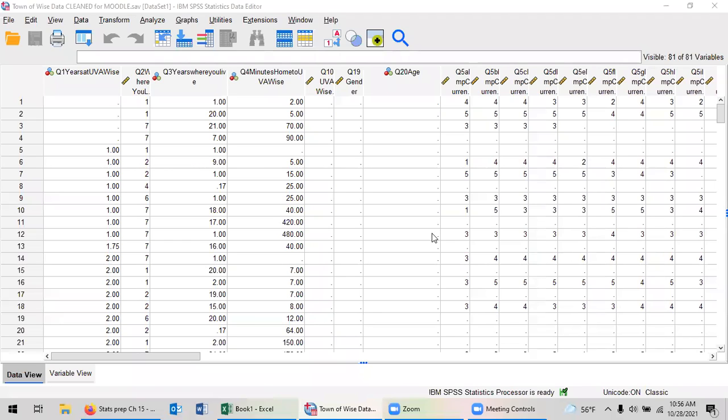Okay, so today we're going to go over how to run a repeated measures t-test. Remember, with the repeated measures t-test, we have one group of individuals who have provided two different measures. So in the case of our town of Wise data, we might be looking at things like how important people rate safety versus convenience in choosing where they currently live. And so those are the kinds of questions that you might be asking.